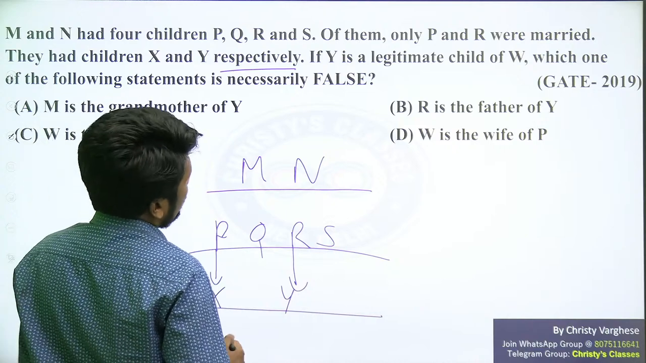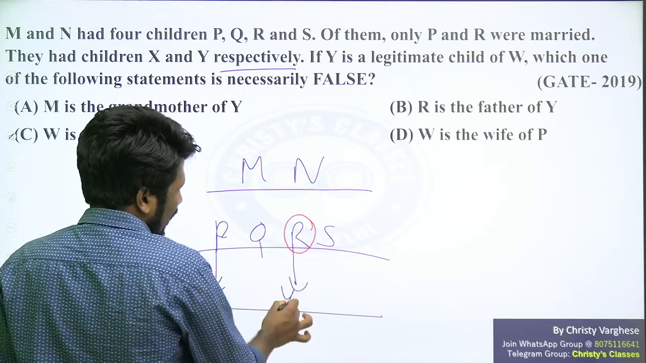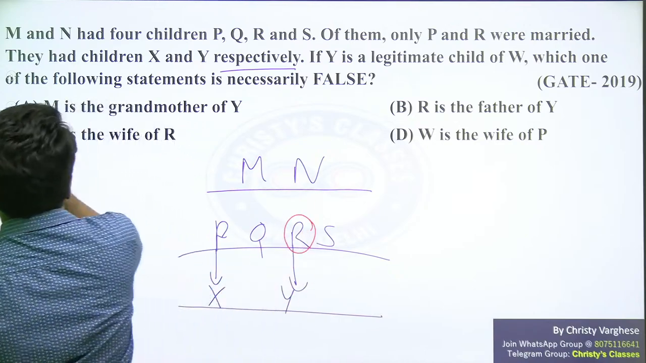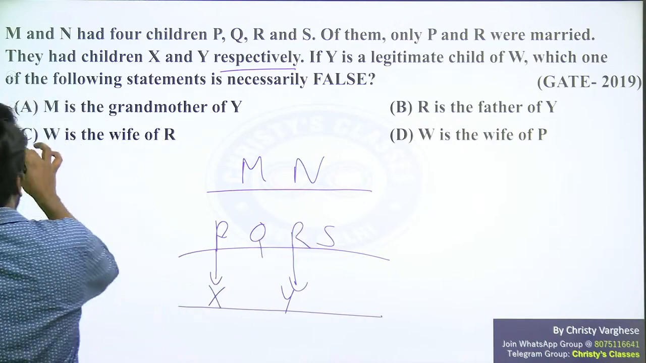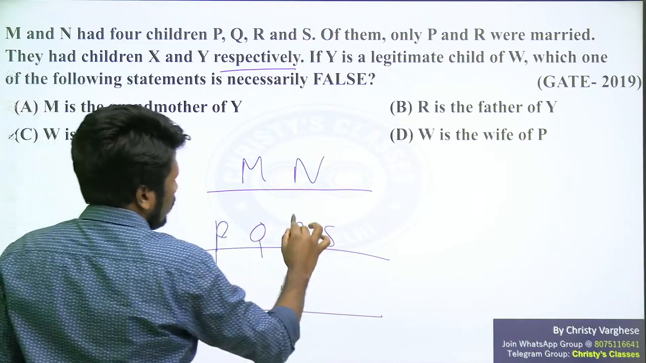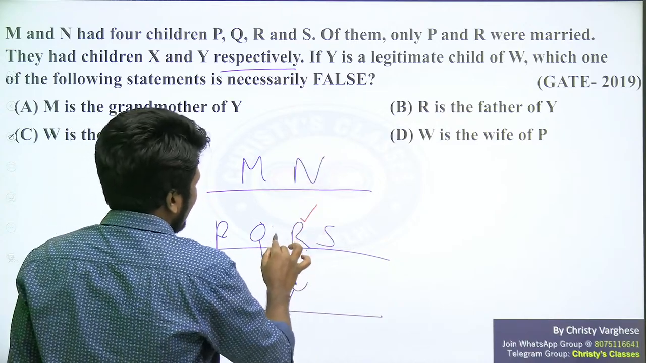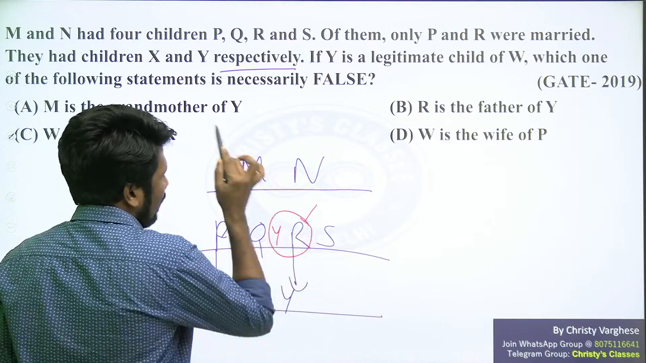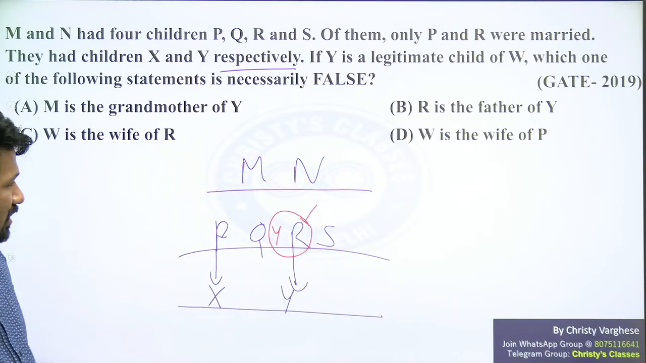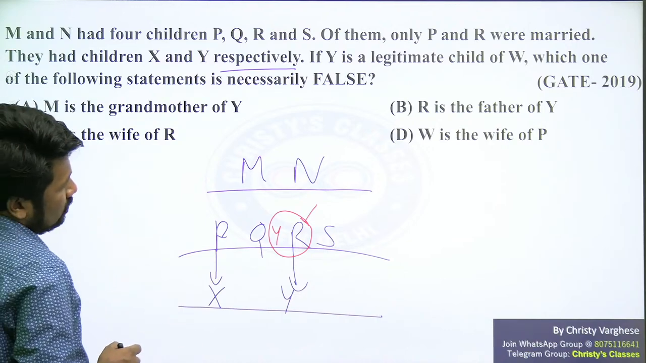Y is a legitimate child of W means we already know one parent of Y, that is R. We don't know the gender. When I circle it, don't think that R is female. Another parent of Y is W. So definitely, as they are legitimate child, they should be married to each other, na?